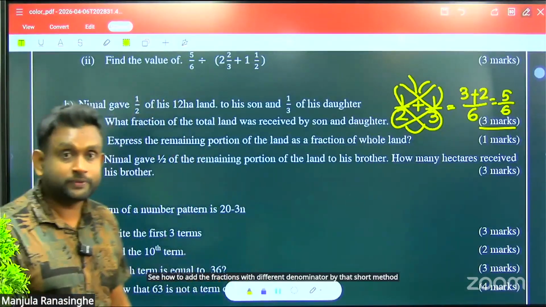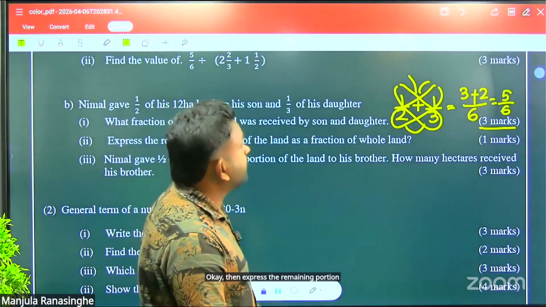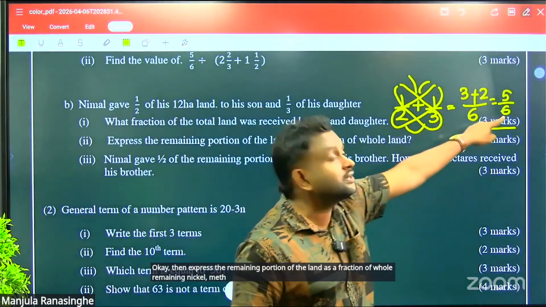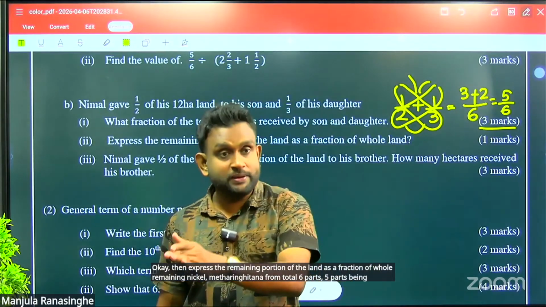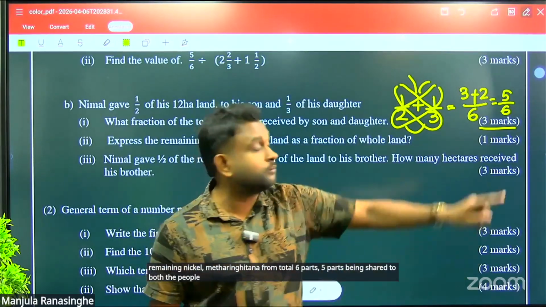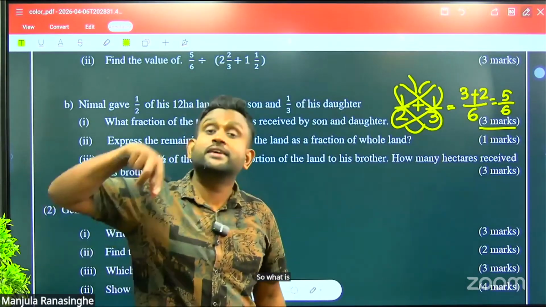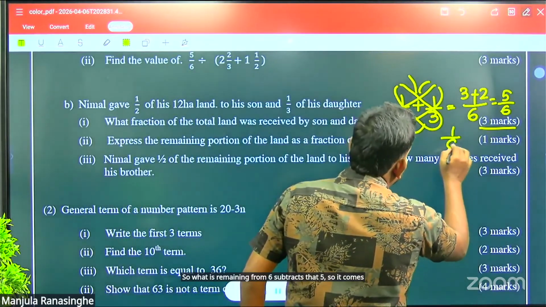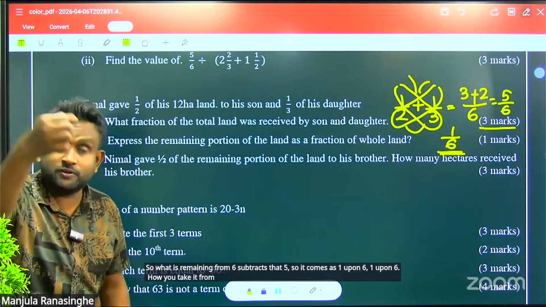One shot. Okay, then express the remaining portion of the land as a fraction of the whole. Think about the remaining here: from total 6 parts, 5 parts are shared between both the people, right? Son and daughter, from total 6, 5 gone. So what is the remaining? From 6 subtract that 5, so it comes as 1 upon 6. How do you get it? From 6, subtract the given 5 parts.